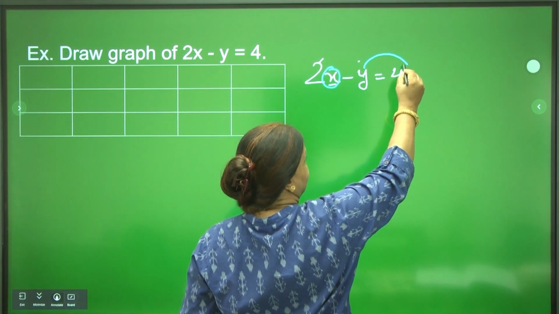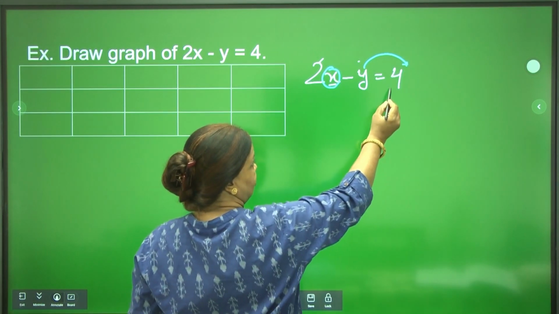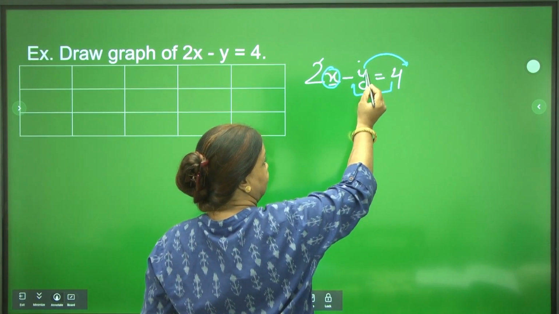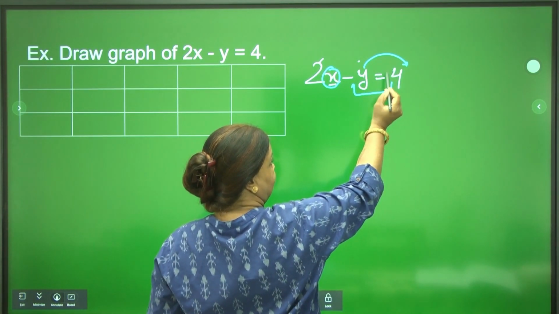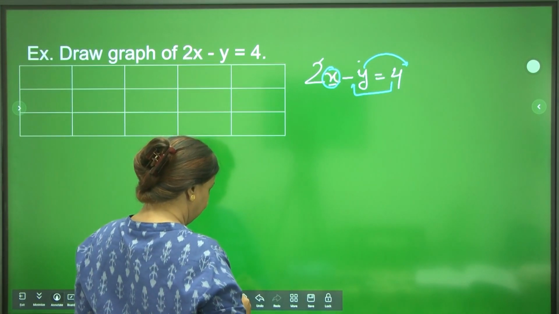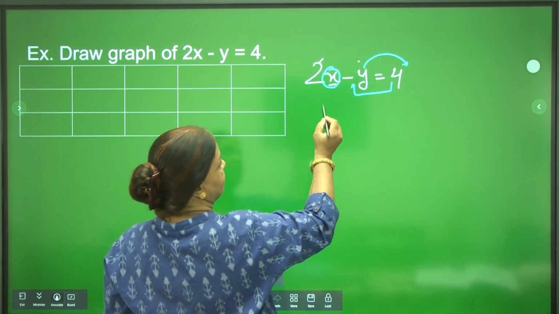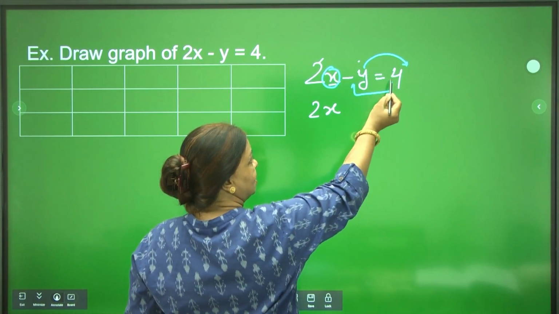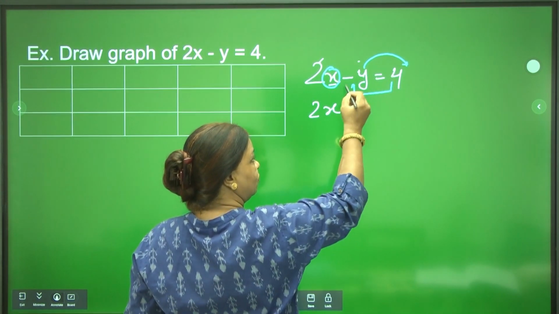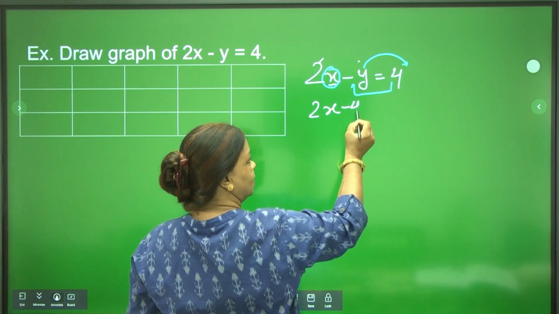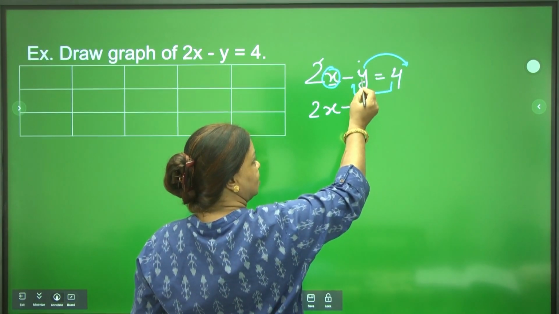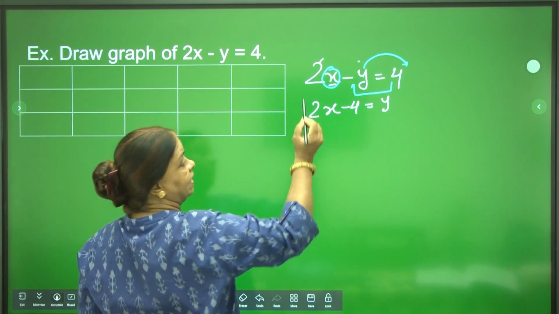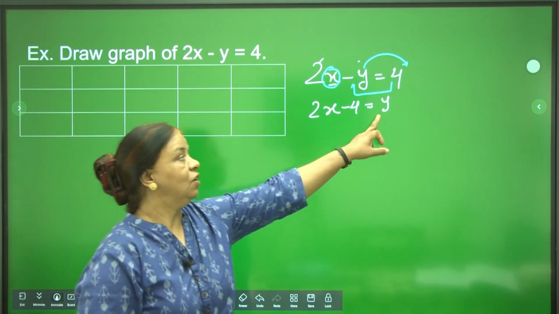See, pay attention, children. I know some of the children find it very difficult to shift the number. See what I am doing, I am shifting y this side and shifting 4 this side. So what will happen when I shift? My 2x will remain here only, 4 will come this side. The sign of 4 is plus, so when it comes this side it will become minus, and the sign of y is minus, so when it comes this side it will become plus. So now I can assume x values to get the value of y.